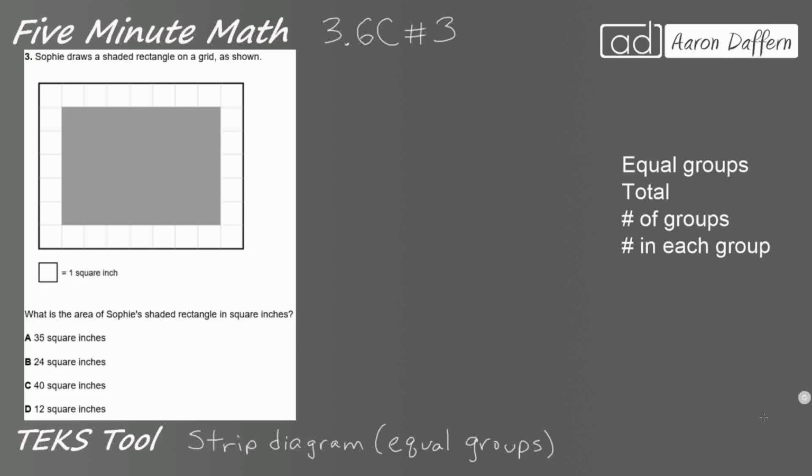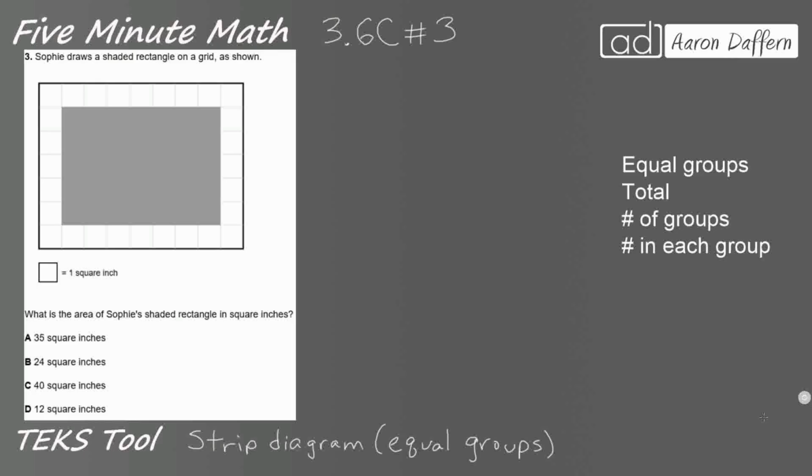Today we are looking at the TEKS tool strip diagram, specifically equal groups. We are working with a problem related to TEKS 3.6c, and we'll do it in 5 minutes or less. If you haven't done so already, please take a moment to pause the video, work this problem out on your own, unpause it, and we will look at our answers together.